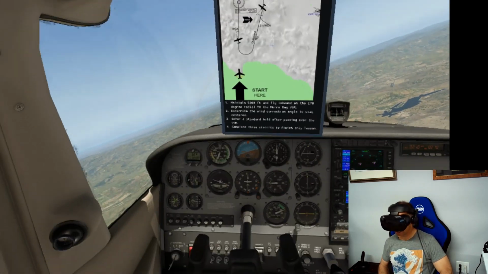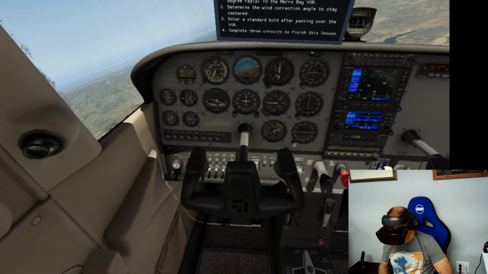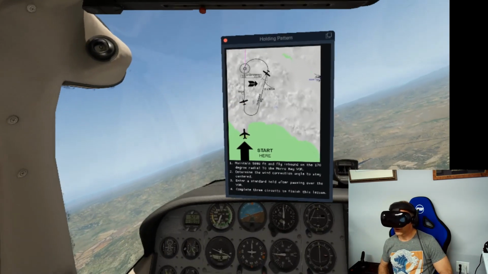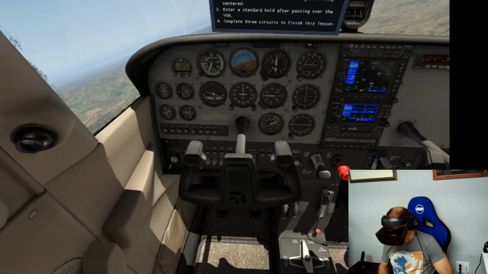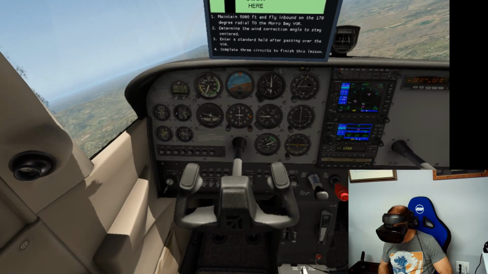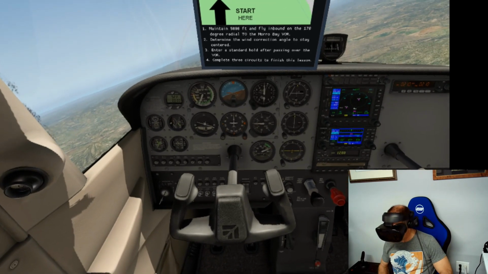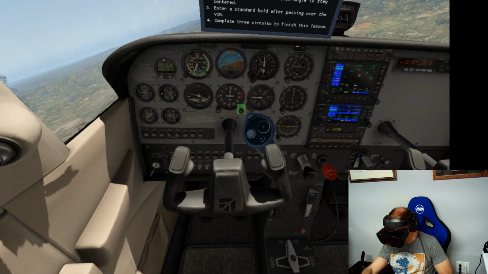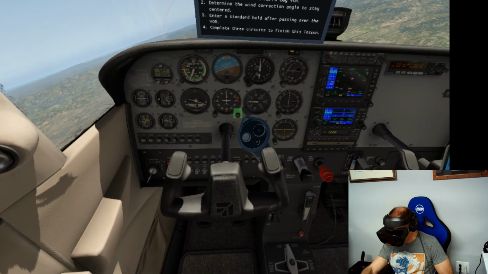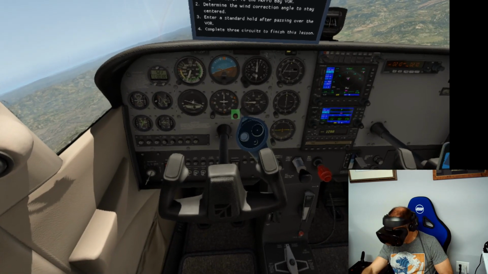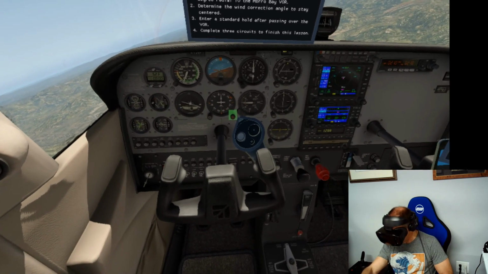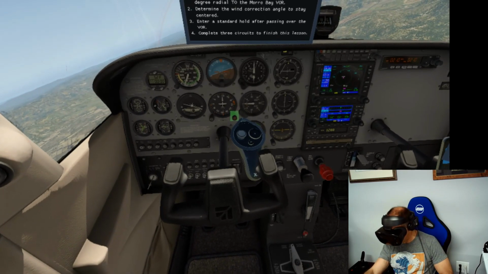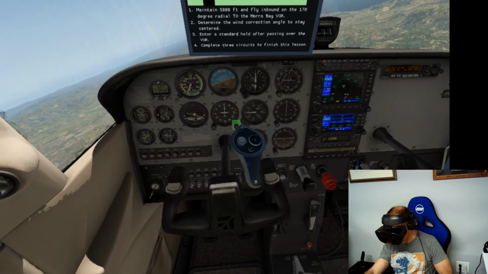Okay, so 3 times the wind correction angle, so normally it would be 170 if it was exactly the right, so I'm going to go 180, 190, maybe 200. Right about there on the heading bug.